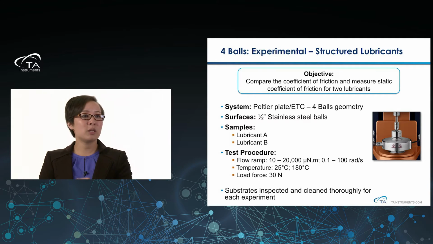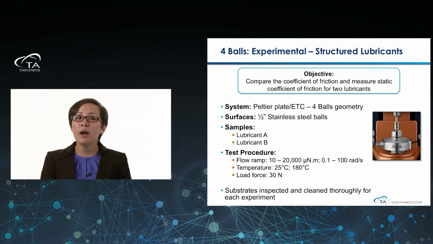In this case, we used the Peltier plate and the ETC because we did room temperature and then we did elevated temperature testing as well. And we used the 4 balls geometry because, as we mentioned, this is really great for lubrication type testing. All the surfaces were 1/2-inch steel or stainless steel spheres because this was being used in an engine type of application, so we wanted to mimic the surfaces that we were studying.